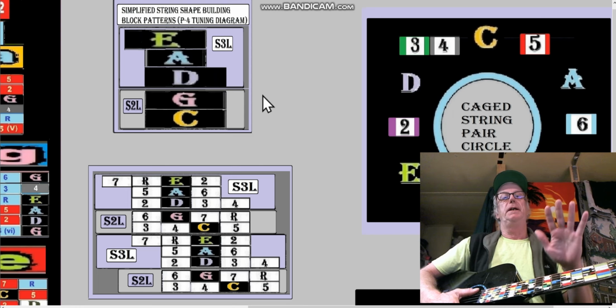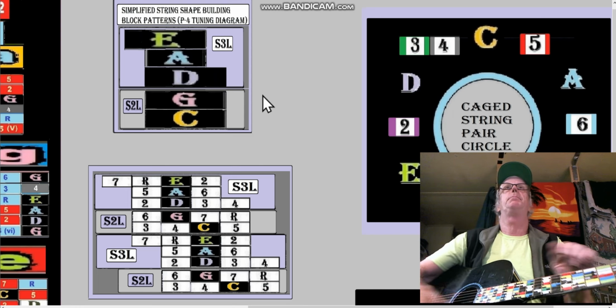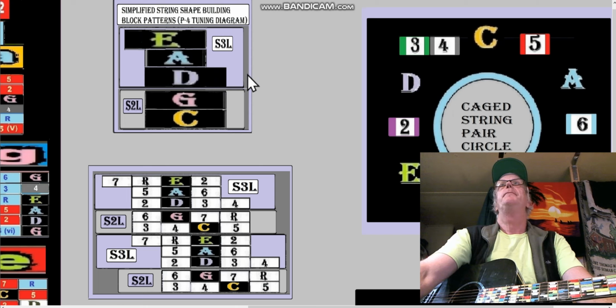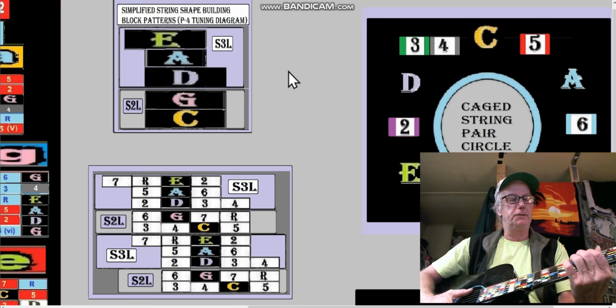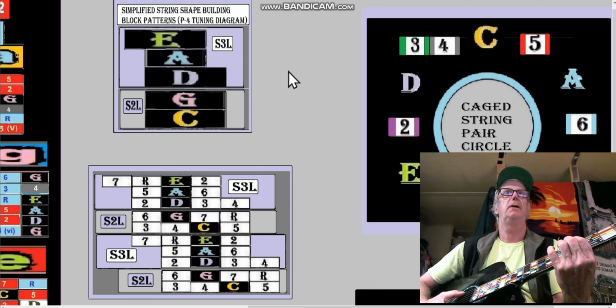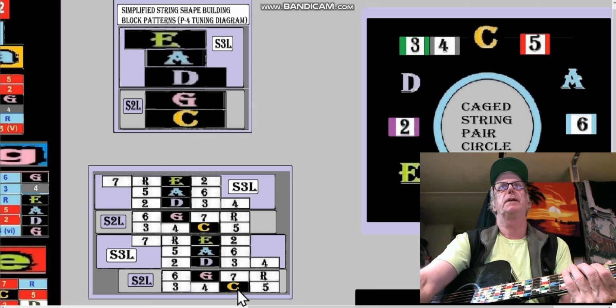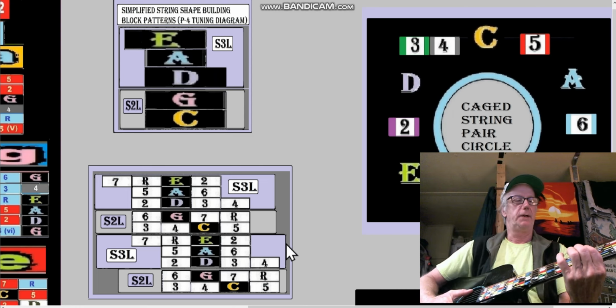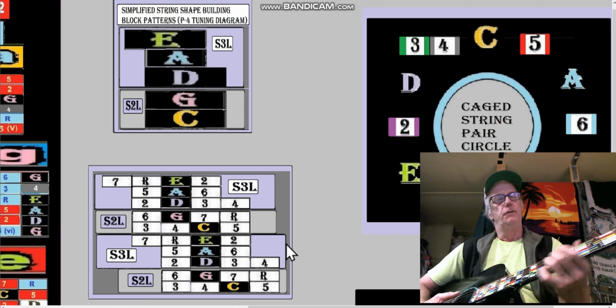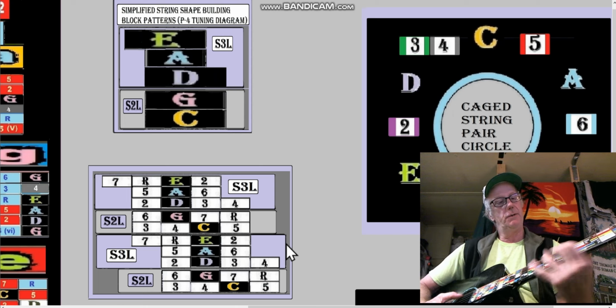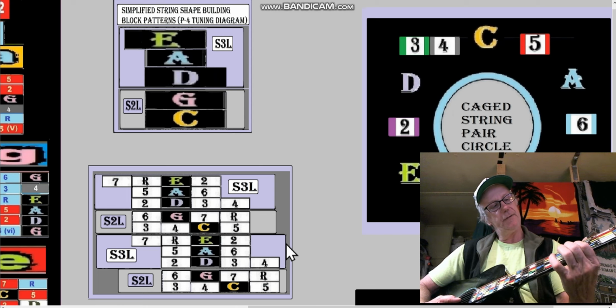Okay, so in the C shape box, if we could get both of them on the same page, I could look at that. But in the C shape box, trust me, we have on the bottom an S2L. Here's your C shape box. C to C right here, and you'd warp these two over. So we have a C shape and a G shape. In the C shape box we have an S2L, and then we have an S3L.